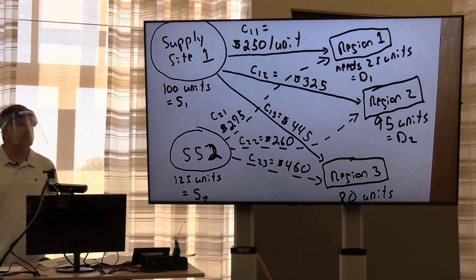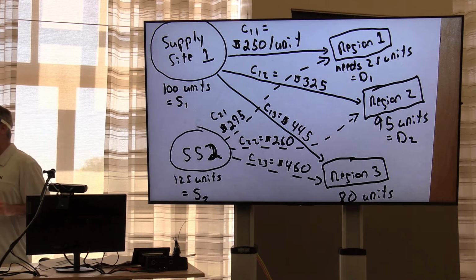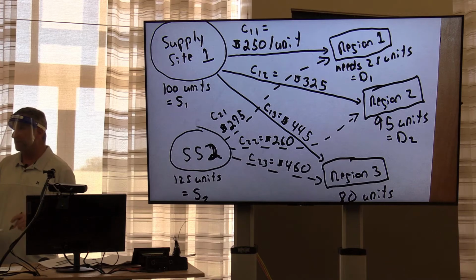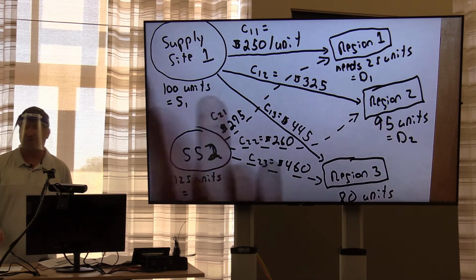So what we're going to do now is take this conceptual model here and make a list of our variables. And so far we don't have any decision variables because there's no decisions here. This is just the constraints and the cost.